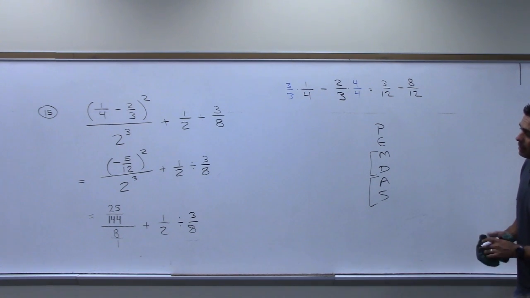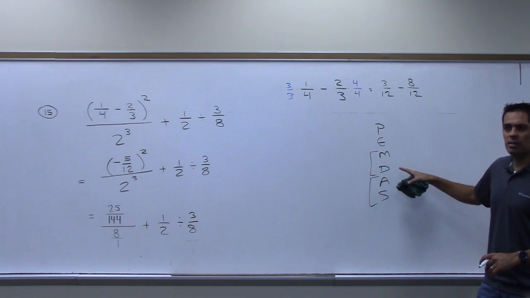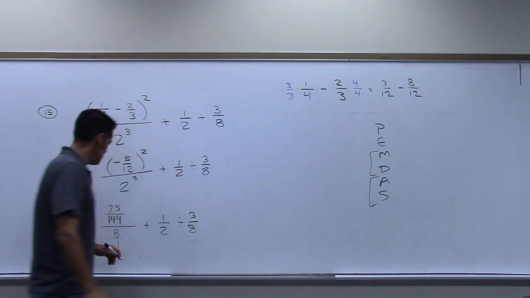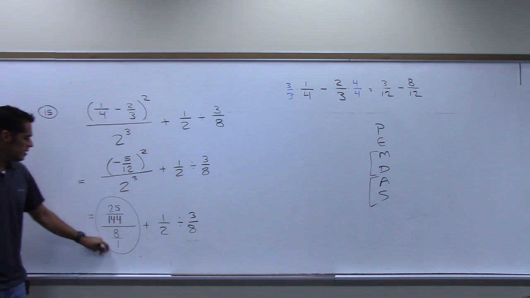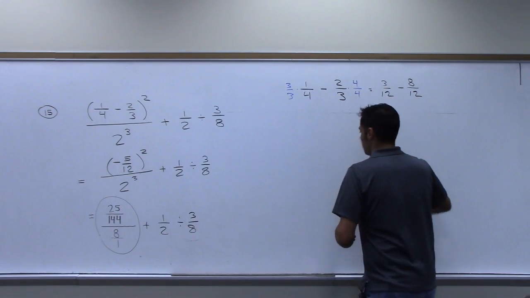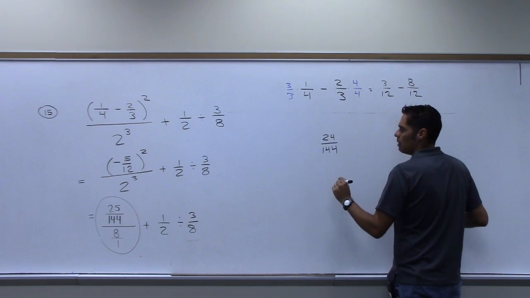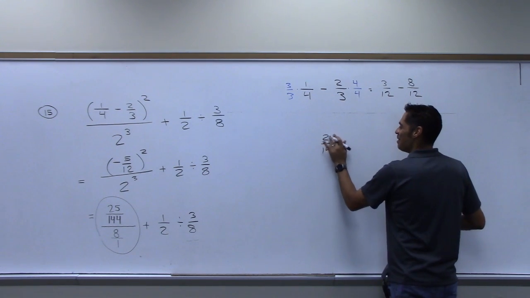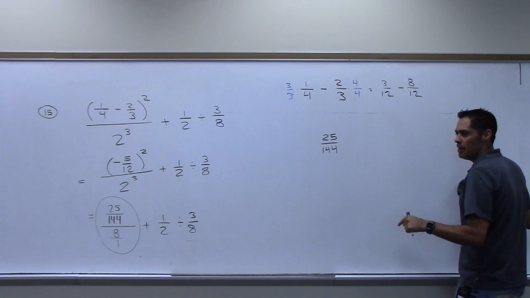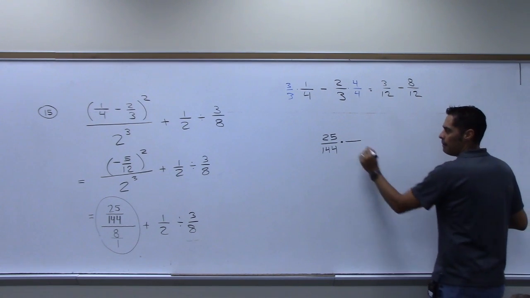Now at this point, I'm going to do parentheses, exponents. I don't see any more. Multiplication and division from left to right. So I see this as being a division. Do you see that? Fraction divided by a fraction. So I'm going to go ahead and do that over here, on the side scratch work. 25 over 144. I said 25, I wrote 24. Thank you. 25 over 144 divided by 8 over 1 is the same as multiplying by the reciprocal, right? So I multiply it by 1 over 8.